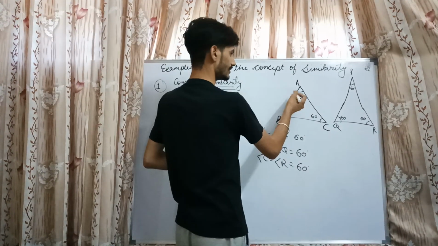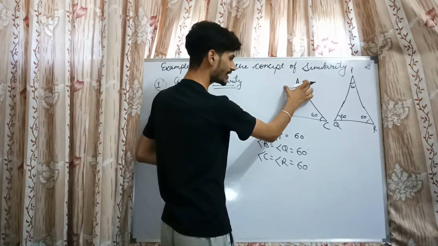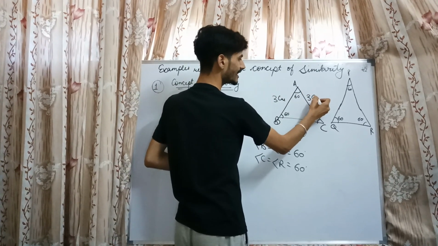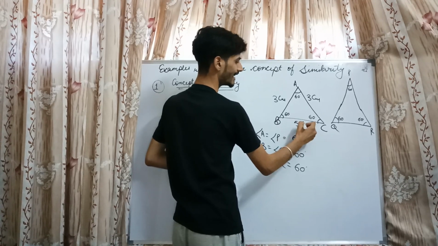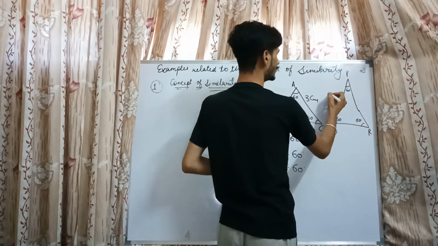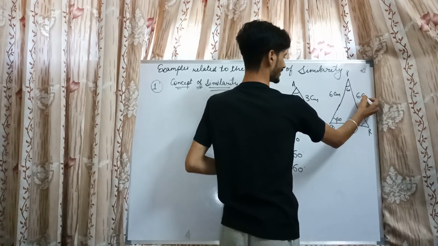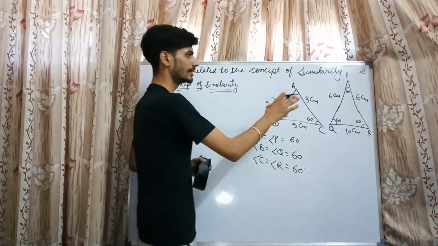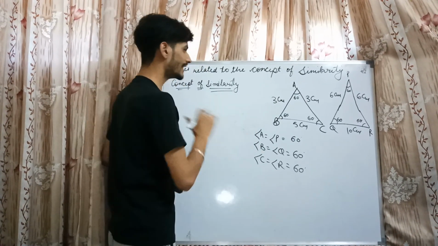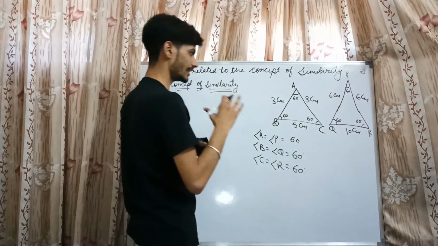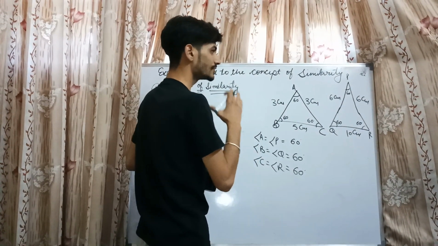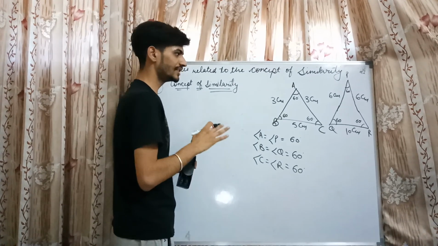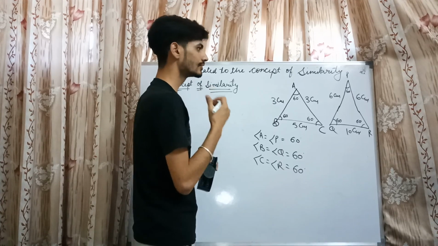But here this triangle consists of sides AB of 3 centimeter, that is also 3 centimeter, and that is of 5 centimeter. And another triangle consists of sides 6 centimeter, 6 centimeter, and 10 centimeter. Both the angles are equal to each other in case of both the triangles. But if we want to check the concept of congruency, here there is no congruency because the sides are different from each other, but the angles are common.